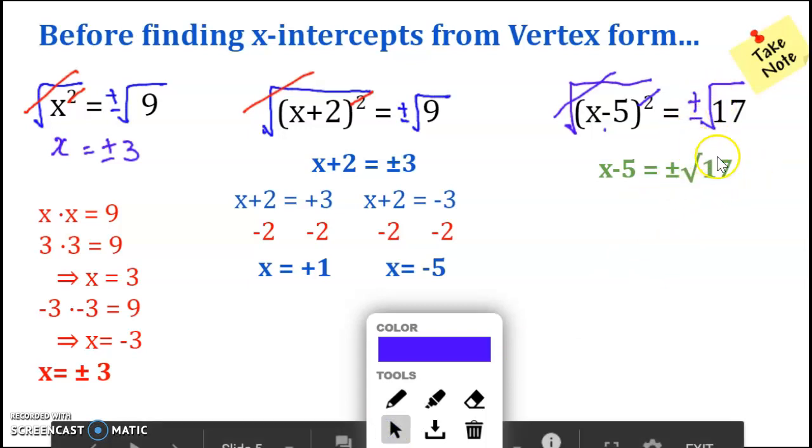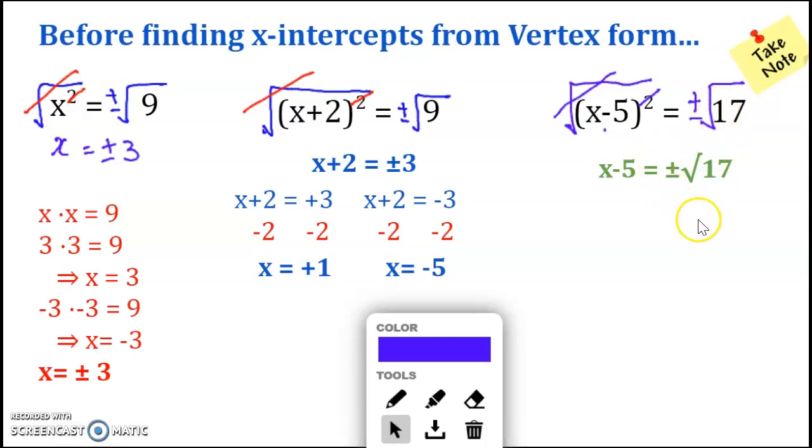because there is nothing more you can do to simplify the square root of 17, because it's not a perfect square, nor does it have any factors that are perfect squares. So from there on, you break this into two different branches, two different equations. So x minus 5 could be positive root 17, or x minus 5 could be negative root 17.